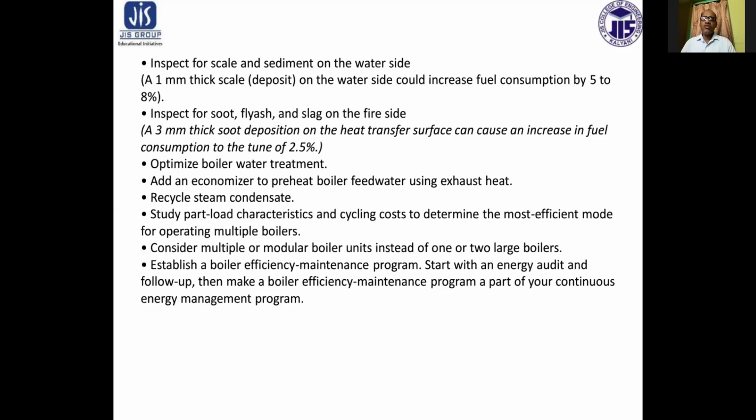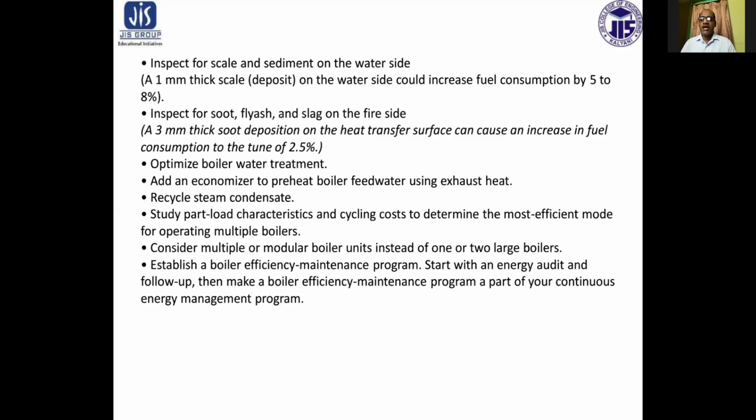Optimize boiler water treatment. Add an economizer to preheat boiler feed water using exhaust heat. Recycle steam condensate.